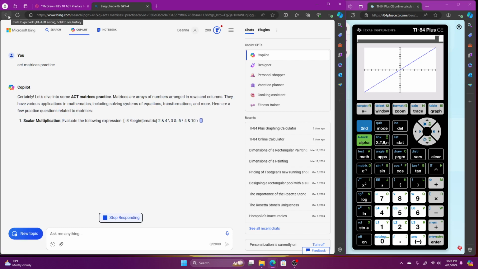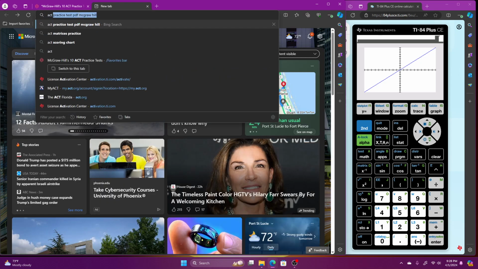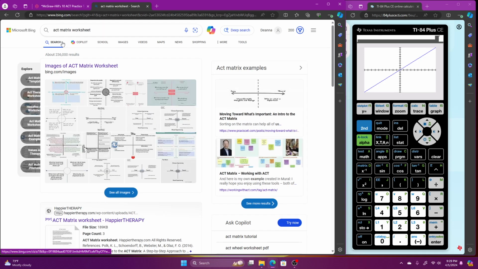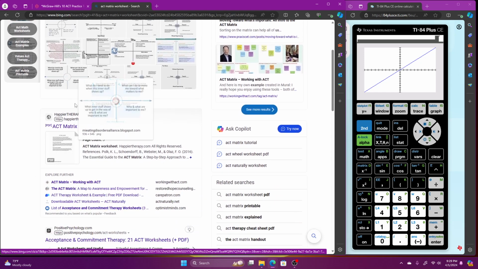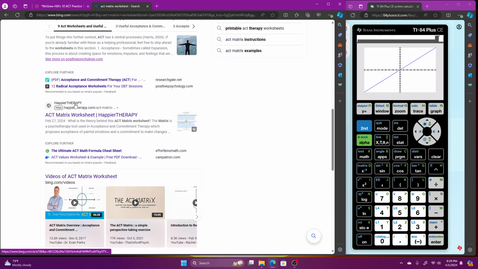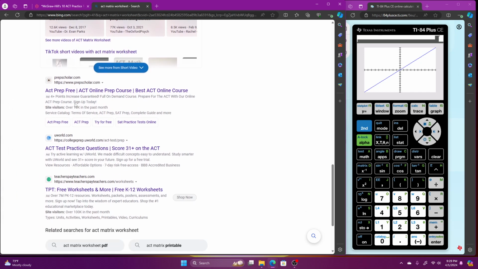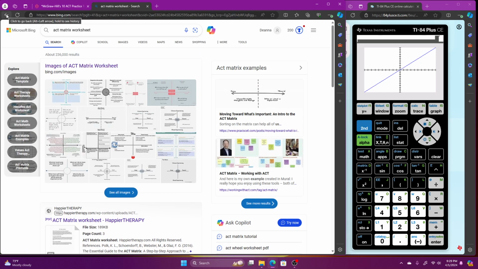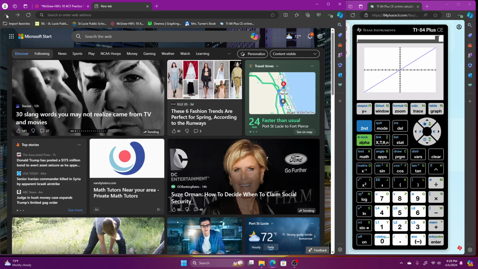No thanks, Bing. ACT matrix worksheet, maybe? Let's see what they got. That does not look like it. Not it. Not it. Not it. Well, I might have to save this for the next video.